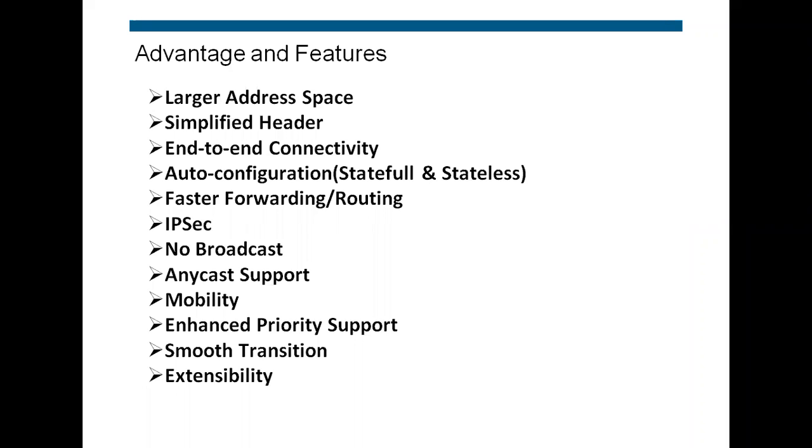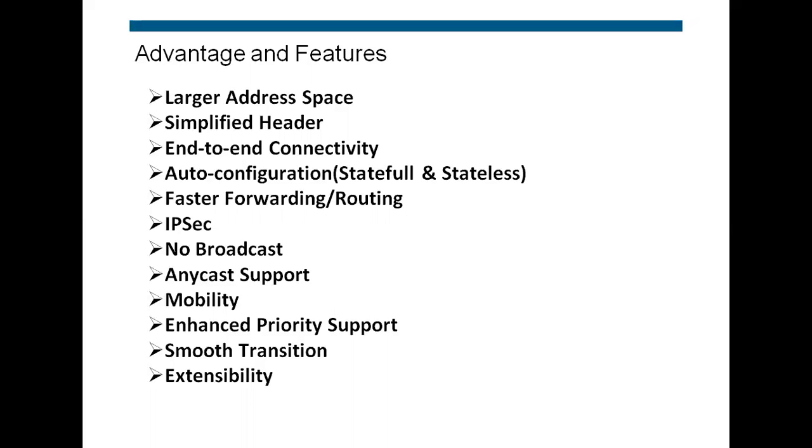Faster forwarding and routing, yes, because the header is simplified, so forwarding and routing can be faster. IP security is an additional feature that is implemented in IP version 6. It is there with IP version 6, though it is not required to implement. ये इसका खुद का ही पार्ट है, you can say IP security is part of this version.